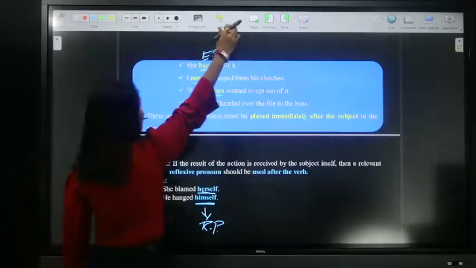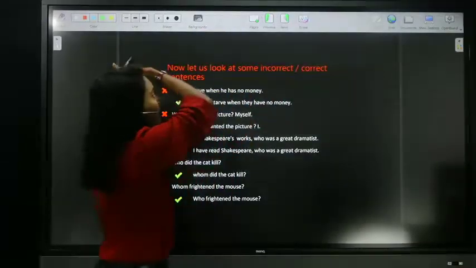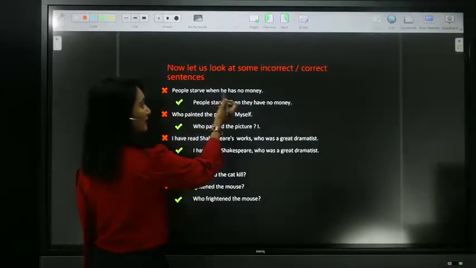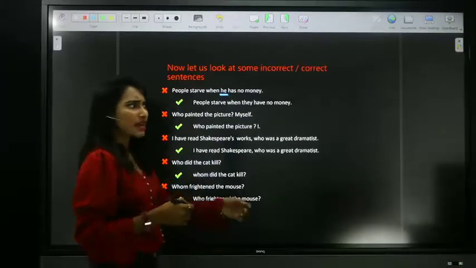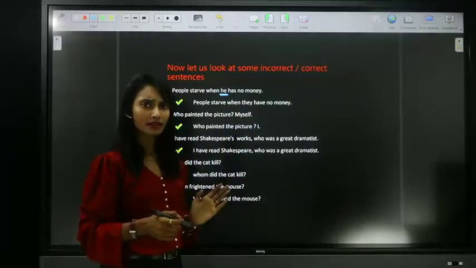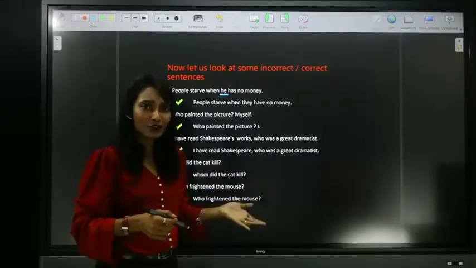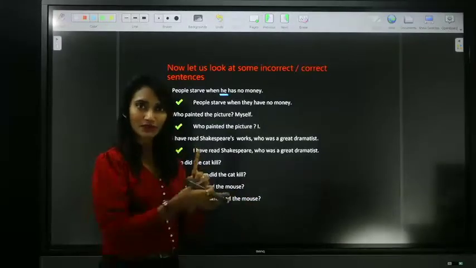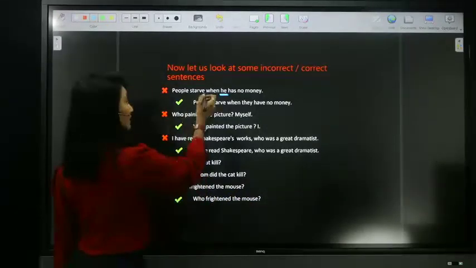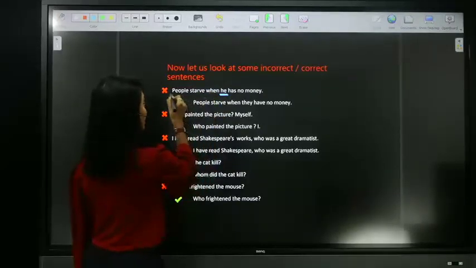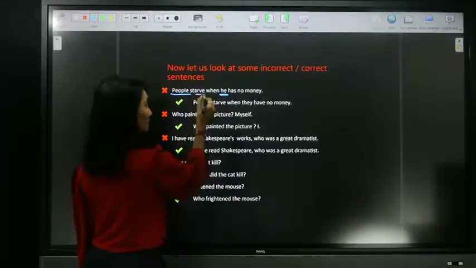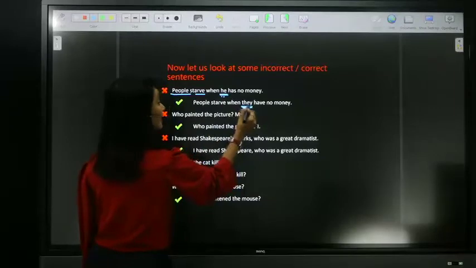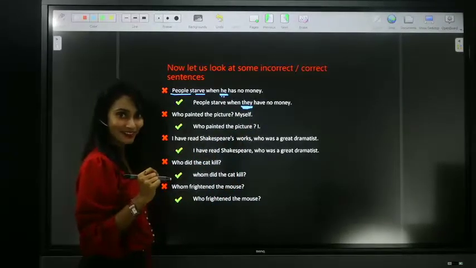Now let's see the next. Look at some examples here, guys. People starve when he has no money. Why do people starve when he has no money? He is the one who is feeding them. How can one person feed everyone? Not possible. That means it is used inappropriately. Your subject is people, plural. Verb is starve, plural. And the pronoun should be plural. So: people starve when they have no money. Right?